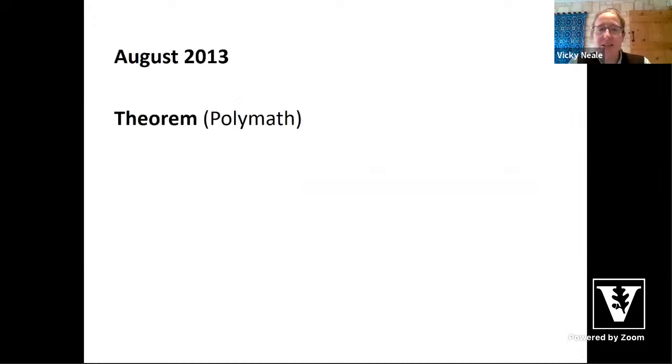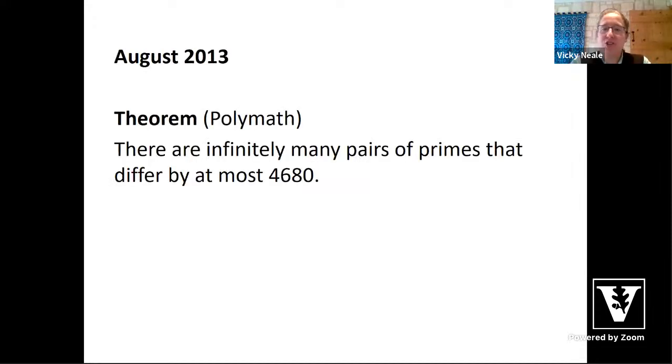So by August 2013, Polymath had managed to show that there are infinitely many pairs of primes that differ by at most 4,680. Now, that is still a way off from 2, but it's a lot better than 70 million, right? This is brilliant progress. And then Polymath kind of got stuck, basically. Progress dried up a little bit. This is what happens sometimes.